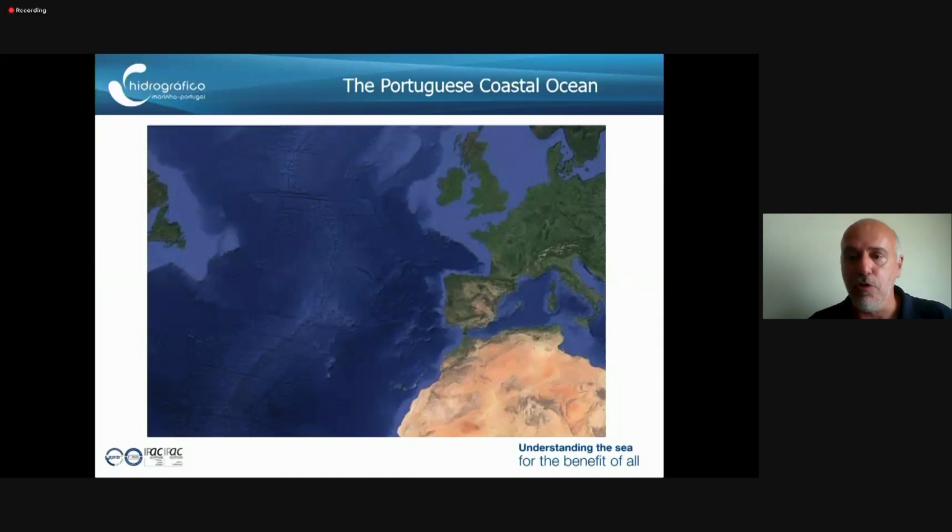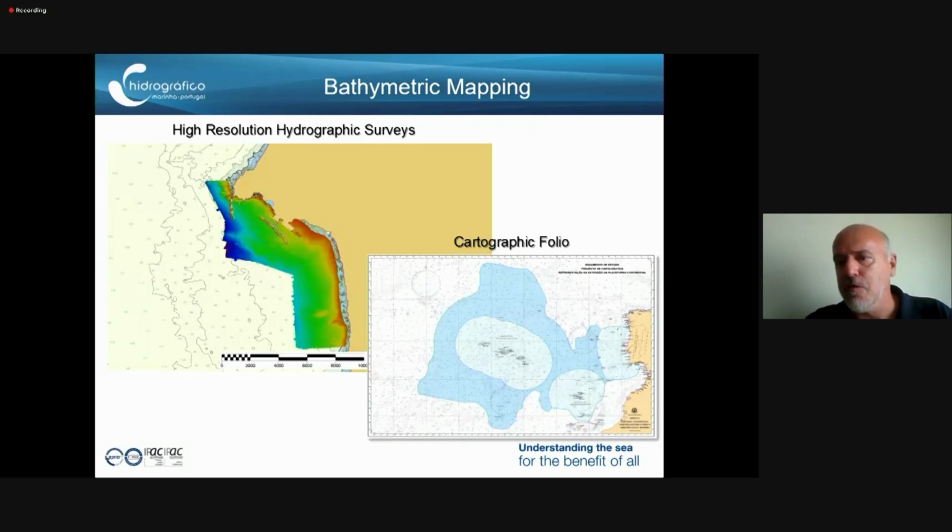Well, the Portuguese coastal ocean spans over very diverse environments, from the Portuguese continental margin offshore the Portuguese mainland to the coastal ocean areas offshore the islands of the Azores archipelago or the Madeira archipelago. In the course of 6 decades of activity, Instituto Hidrográfico developed a broad range of capacities to observe and to approach these coastal ocean areas.